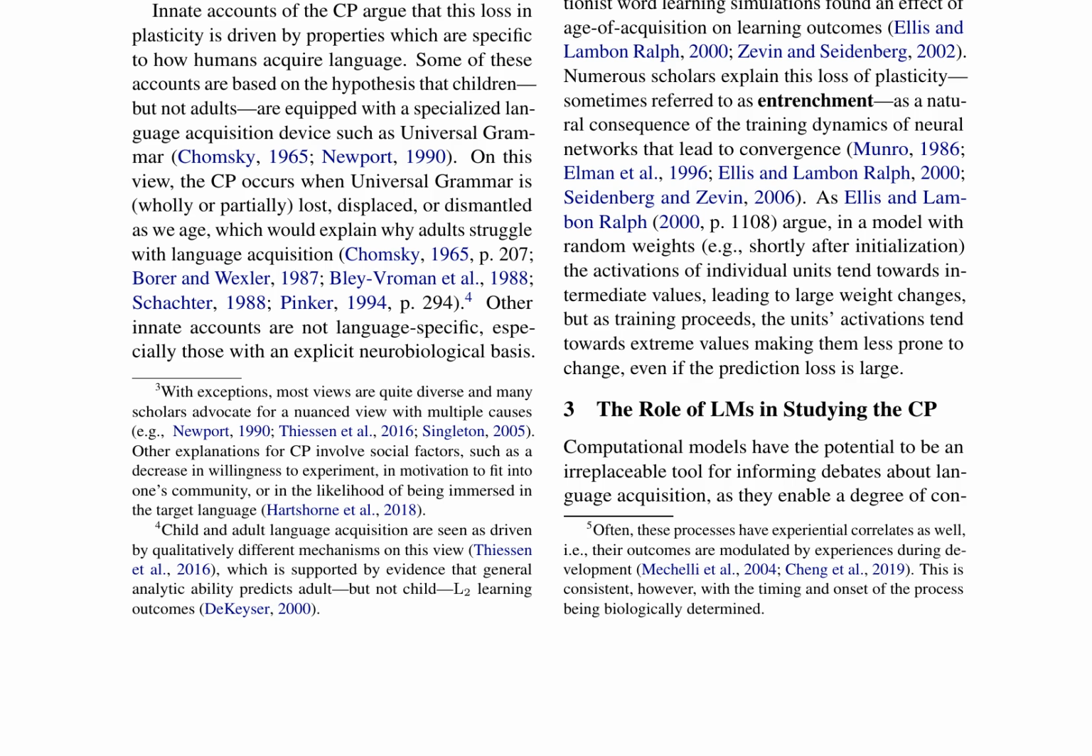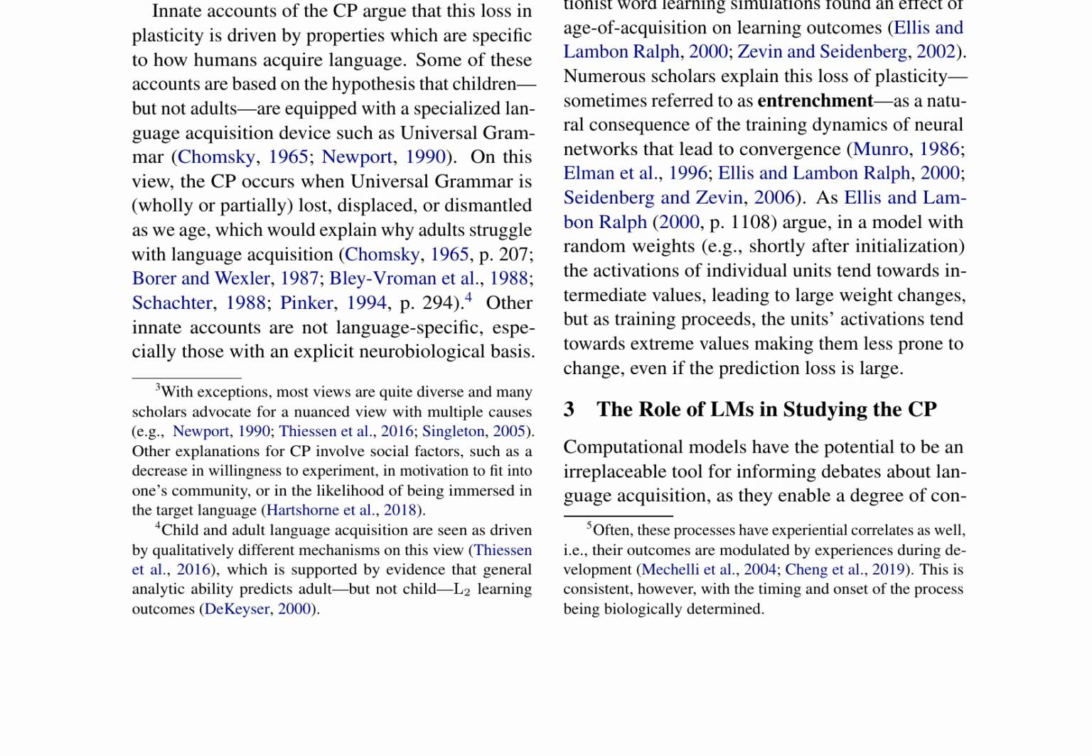Neurobiological processes, such as synaptic pruning, myelination, and lateralization, correlate with decreased plasticity as humans age. Connectionist models and word learning simulations demonstrate that early learning stages can naturally fall out during training, resulting in convergence and decreased plasticity. The role of language models in studying the critical period is highlighted, as they offer a degree of control and manipulation not possible in human studies. This can inform debates about language acquisition and provide insights into the underlying neural mechanisms.